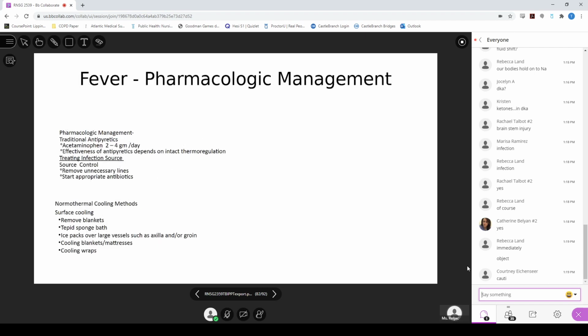Your pharmacological management of this fever. So your traditional antipyretics, acetaminophen. Now, the effect of this depends on having an intact thermoregulation system. So it can work or it cannot work, because in order for this medicine to work, it needs the thermoregulation to be intact. So it couldn't do it for anything that was non-infectious. You would have to have this for an infection. That makes sense? I think I probably could have said that better so you would understand.